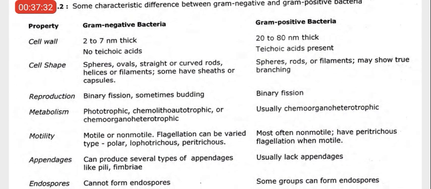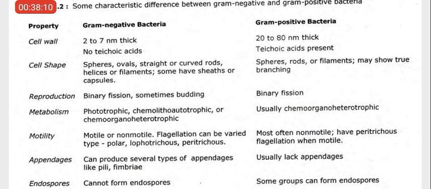So here we could see a characteristic difference between gram-negative and gram-positive bacteria. In gram-negative bacteria, the cell wall is 2 to 7 nm thick. In gram-positive bacteria, 20 to 80 nm thick. No teichoic acid is present in gram-negative bacteria. Cell shape: spheres, ovals, straight or curved rods, helices or filaments. Some have sheaths or capsules. Spheres, rods or filaments may show true branching. Then reproduction, binary fission.